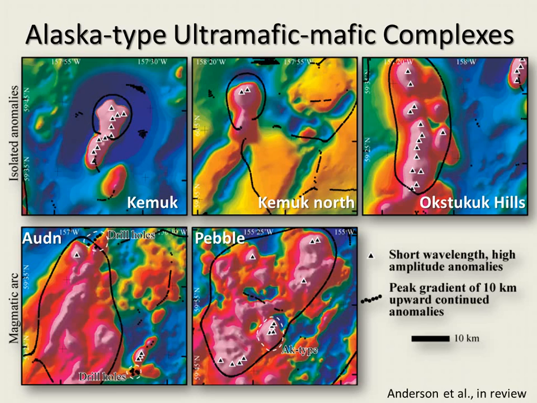There isn't anything known about those over here near Auden, but in the Pebble district, the mapped anomalies occur over the biotite pyroxenite unit and the skarn prospects to the south, and some unknown things up here at Groundhog Mountain. What's really important here is that not all anomalies within these porphyry copper footprints are mapped. This indicates that there is a fundamental difference between the magnetic sources beneath the porphyry copper footprints and these Alaska-type ultramafic-mafic complexes that were both well imaged in the upward continued data.